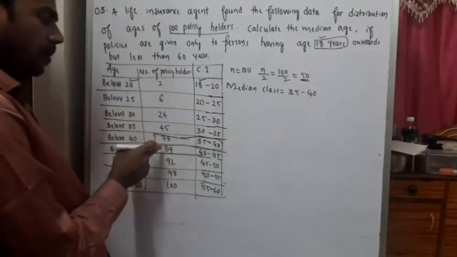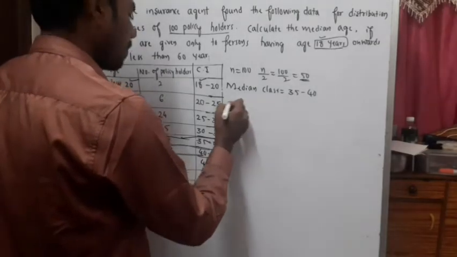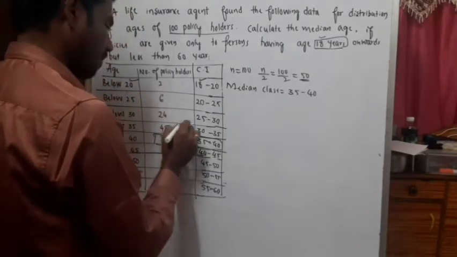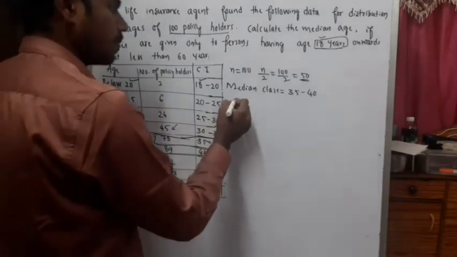Then what is the respective cumulative frequency? See, this is 45.